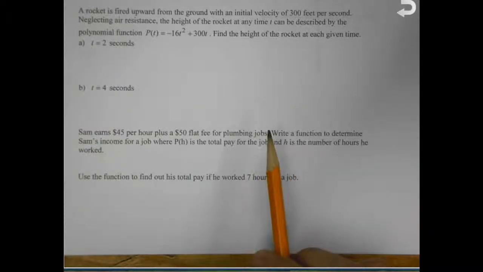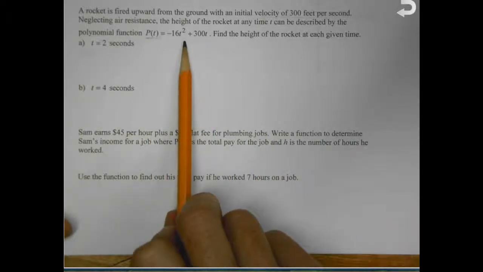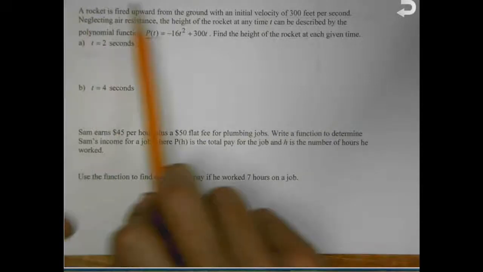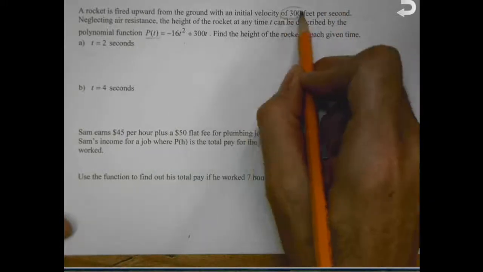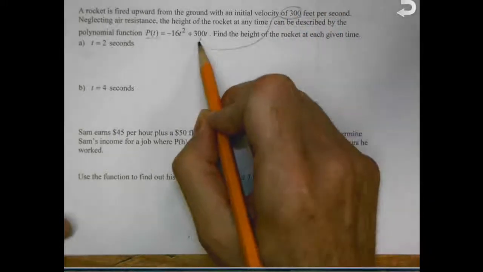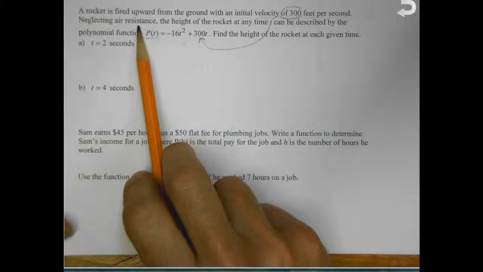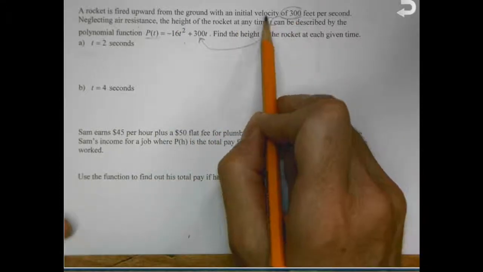Here we have an application that uses function notation, so we know if it's written in this form that if we graph this, it will be a function, meaning it will pass the vertical line test also. A rocket is fired upward from the ground with an initial velocity of 300 feet per second. Now that 300 is going to show up in our equation right there on the t term. And neglecting air resistance, which means if there's wind or just the resistance of air as something's falling, we're ignoring that.